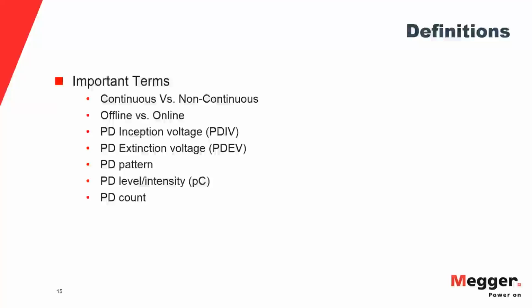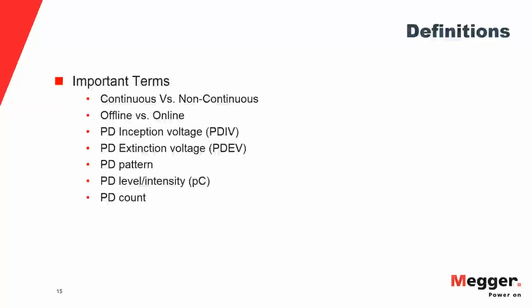Just some definitions, and we will circle back to this slide in a minute, but I want to get some definitions out there in front of you as we go through this. So some important terms: continuous versus non-continuous testing. Continuous tests are a voltage source that's applied continuously, periodically, something like a sine wave. Non-continuous is a voltage that's applied in discrete pulses, as you'll see, like our damped AC.